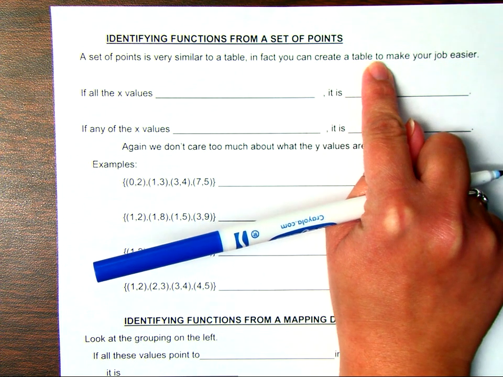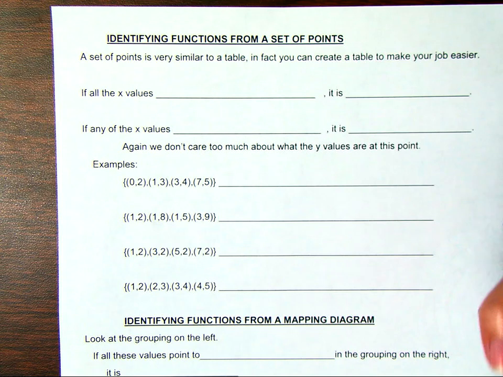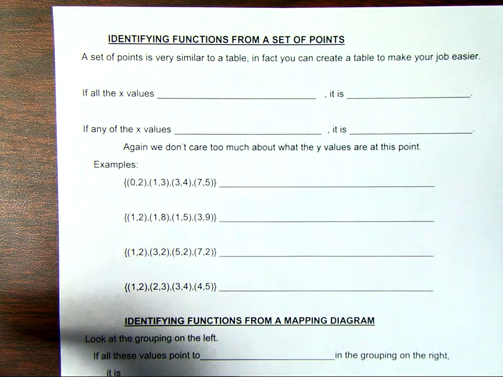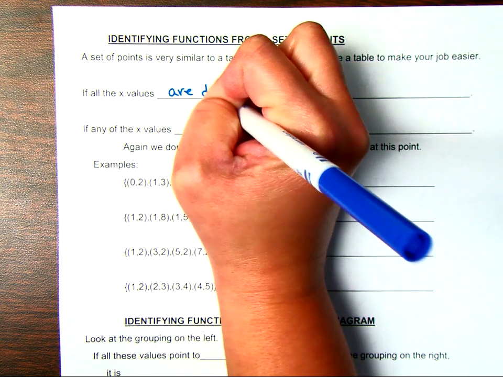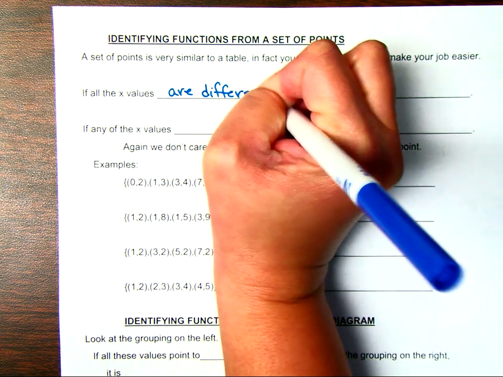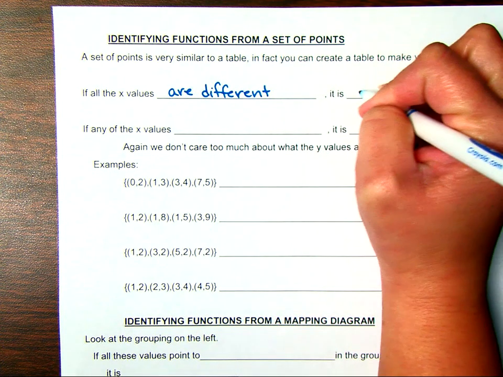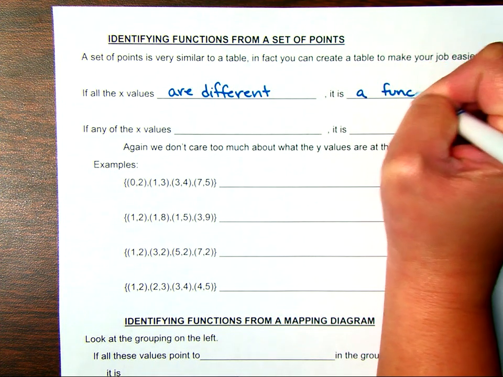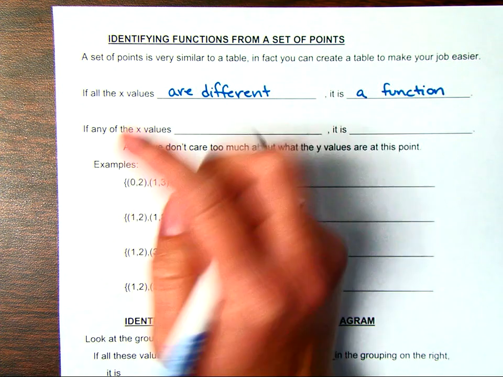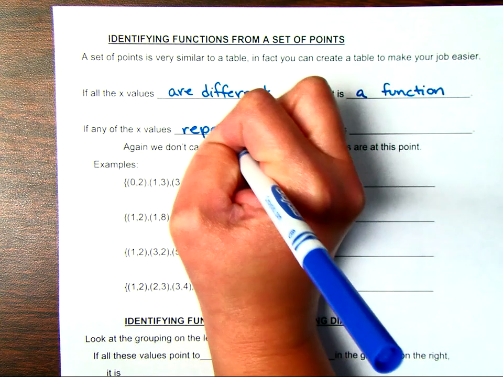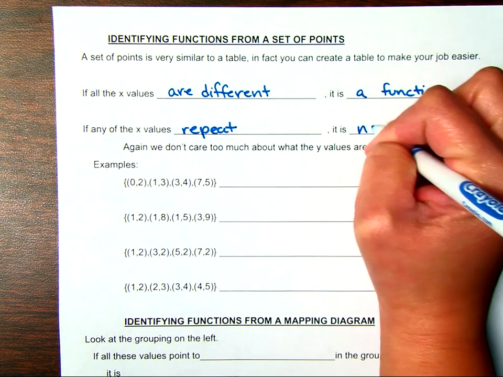So if you want to create a list of ordered pairs or take those ordered pairs to a table, you can go either way. If all the x values are different, right away you're going to know that it is a function. Again, a lot of times students want to say that the x values can't repeat. Technically, they can repeat as long as it's matched to the same y value. So if any of the x values repeat, then it is not a function.